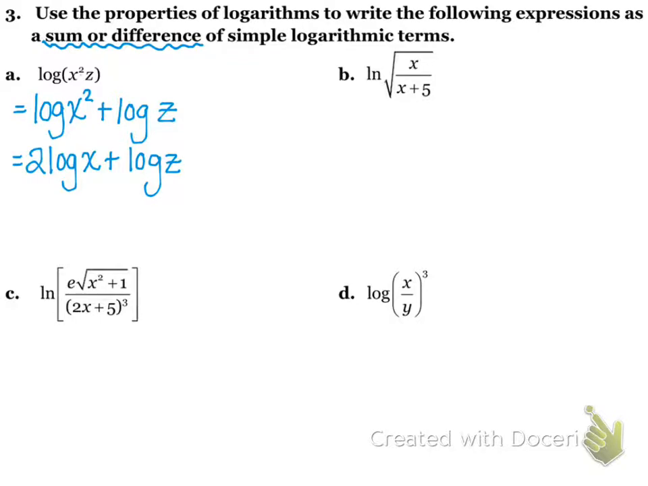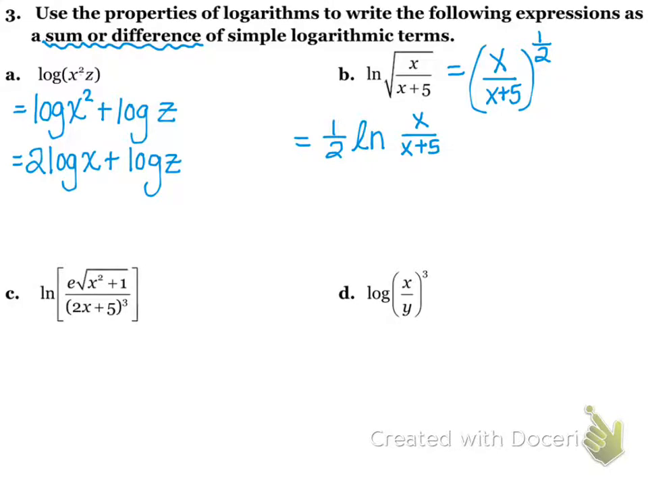Now over here, question B, this whole thing is pretty much being taken to the 1/2 power. So we need to actually fly that exponent down first. So we're going to write 1/2 ln of the argument x over x plus 5. So we still can separate that, but now we have that 1/2 here. And what that does is it tells you that that 1/2 gets applied to everything, even when we separate using the quotient property.